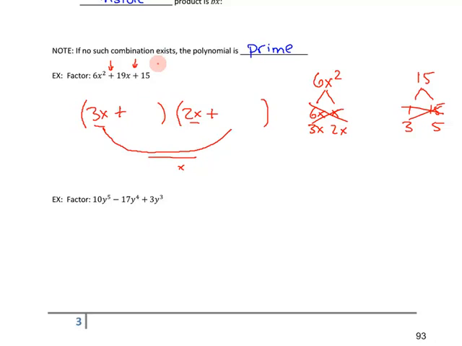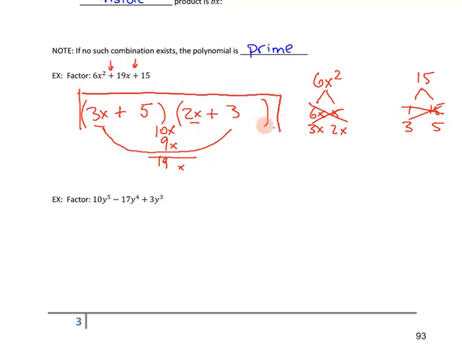Oh, sorry about that. Last try. All right, what have we got left? We got 5 and 3. Okay, that's 9x on the outside, 10x on the inside adds together to give me 19x, which is what we're looking for. Woo-hoo. We did it. We got there.